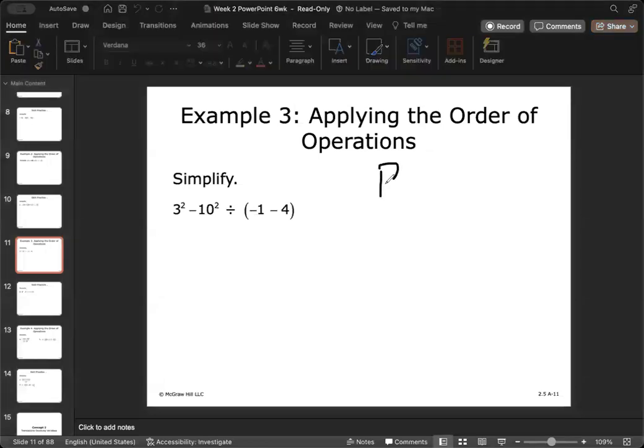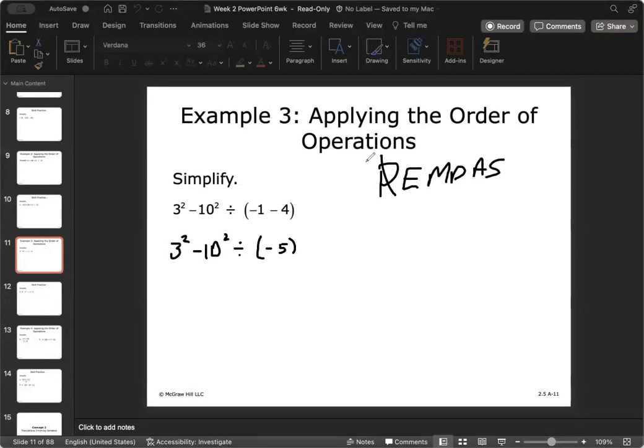So we're going to do PEMDAS. We're doing order of operations. Just keep that in mind. Do we do parentheses? Well, we have a parentheses right here. Is there something to do in the parentheses? The answer is yes. There's subtraction to do. So bring everything else down. 3 squared minus 10 squared. Everything else comes down. Now we do the parentheses step, simplify that down to -5.